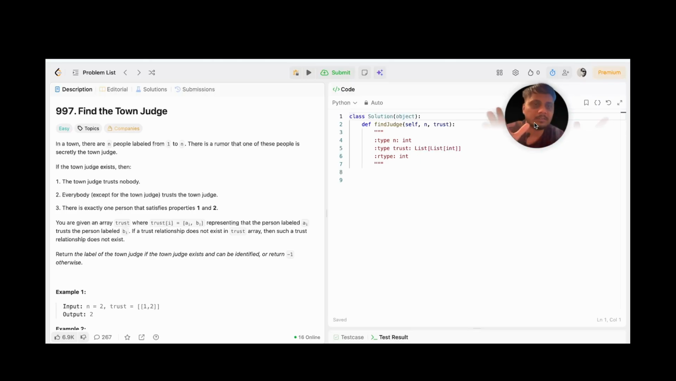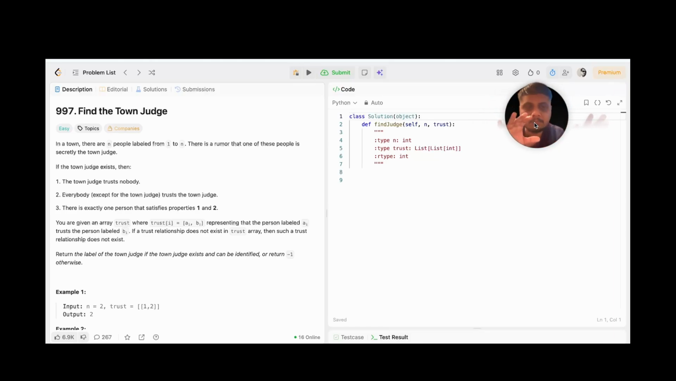If the town judge exists, then the town judge trusts nobody. So if he exists, then he trusts nobody, because that's how a judge or a leader is supposed to be. He is a judge and he cannot trust anyone. He cannot leak his secret information and so on. Everybody except for the town judge trusts the town judge. So that town judge is trusted by all the people below him.